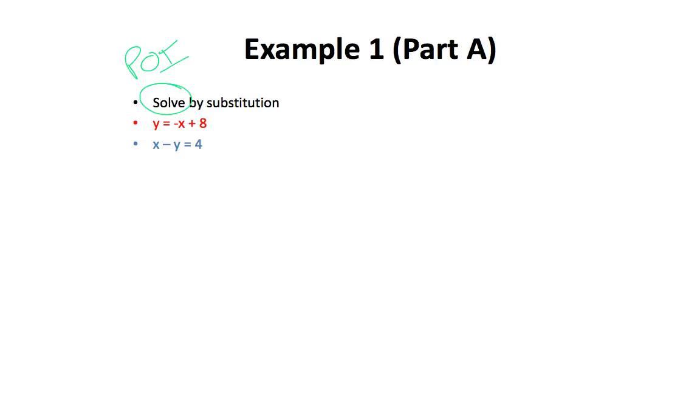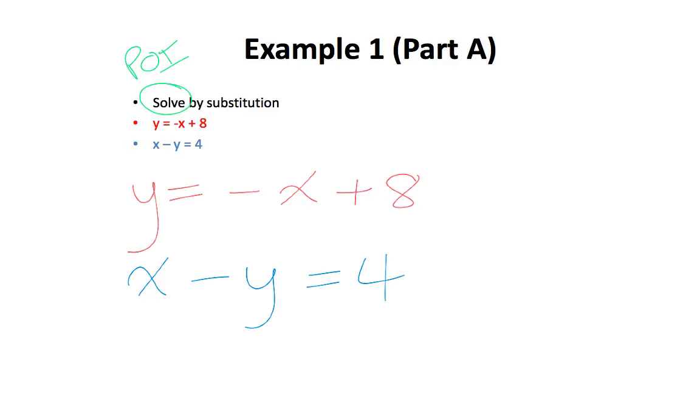Our first line is in slope-intercept form, y equals negative x plus 8. Our second line is in standard form, x minus y equals 4. Take a close look at these two lines. You want one of these lines to have a variable isolated. As you can see here, the y has been isolated already. If no variable has been isolated, you need to isolate for that variable.